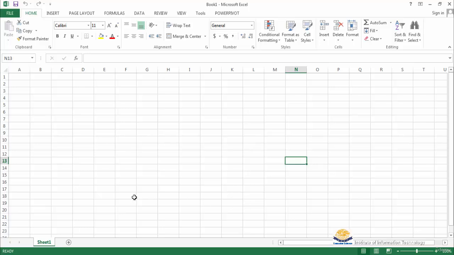Example, we can see a cell, it is rectangular shaped. It is a combination of column name and a row number. Example, A1, B1, C1, etc. By default, Excel uses relative references. Two other references are absolute reference and mixed reference.